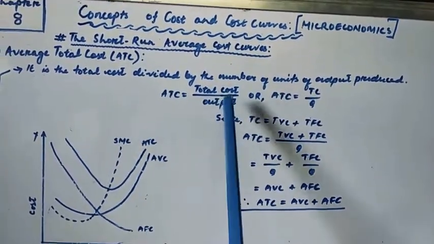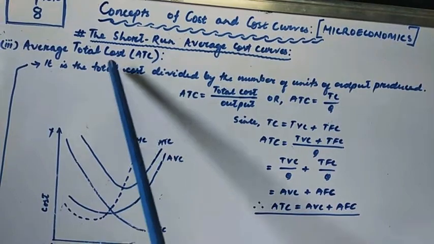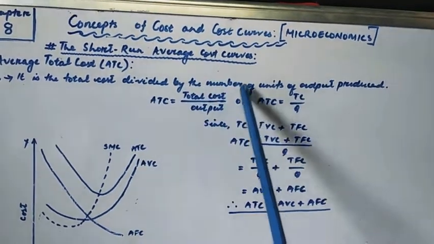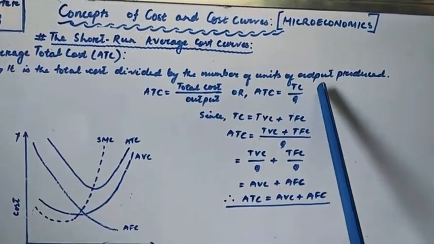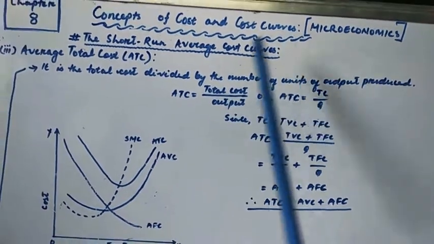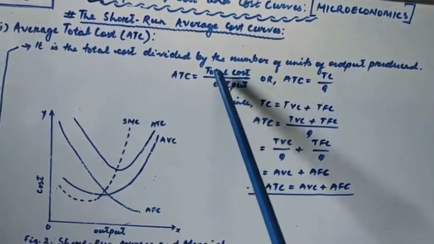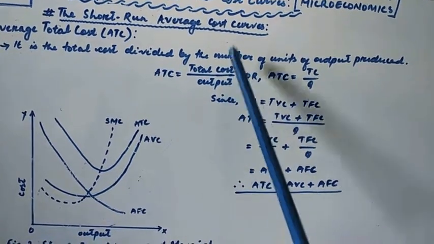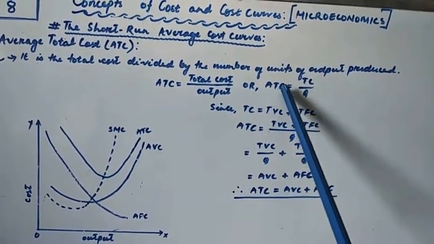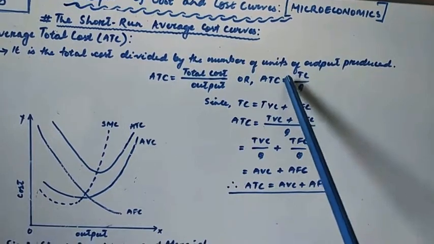So what are we dividing here? We are dividing the total cost by the number of units, that is, the output that is produced. So to get average total cost, we divide the total cost by the level of output that is produced, or ATC equals total cost divided by output.